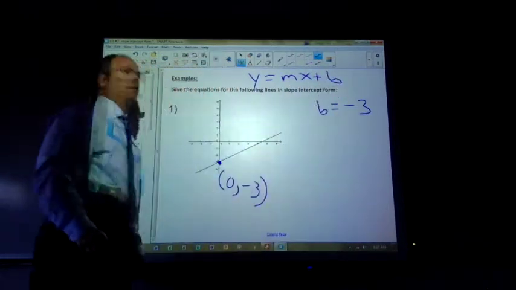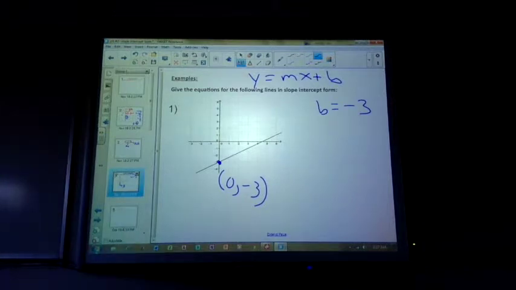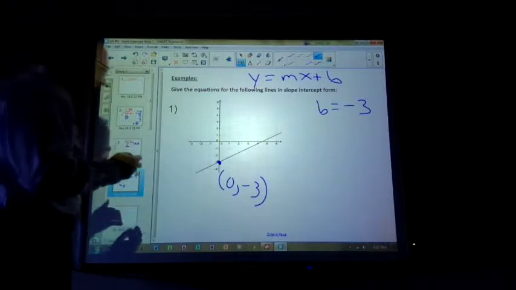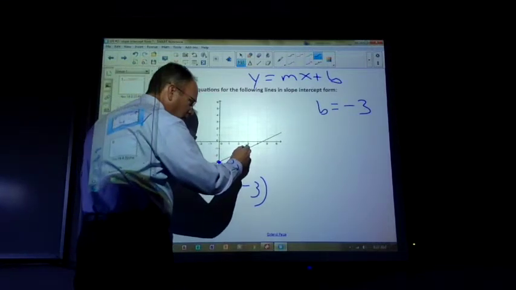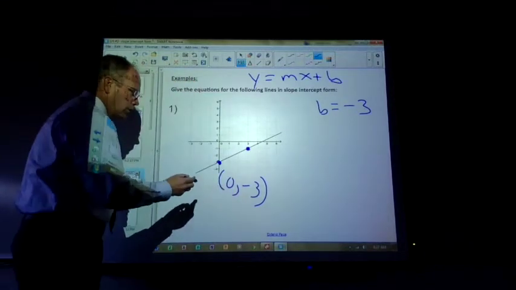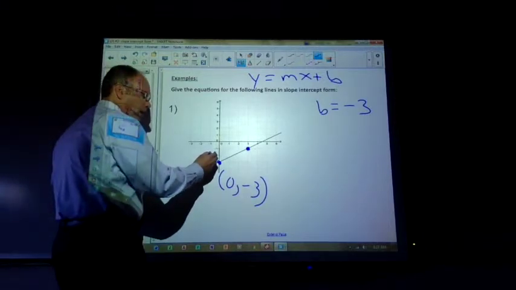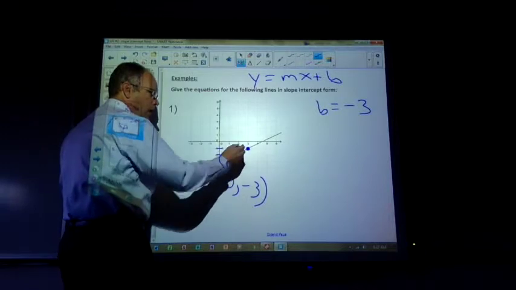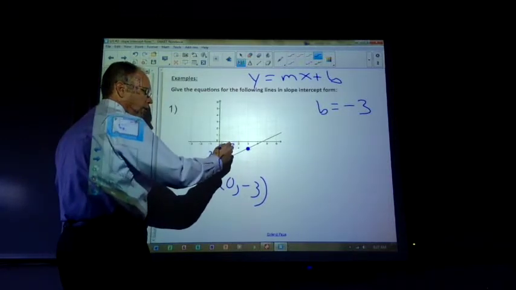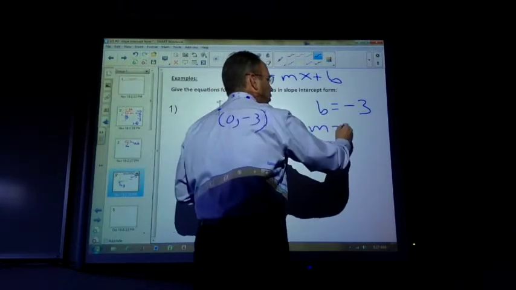What do I definitely know right now? Because of what we have just done, I know the b value. Do I know the slope at this point? No. So what we have to do is identify another place where it's going to cross at definitely a point. It looks like right there it's going to cross. Okay? So I'm going to go up. How many? 2. And over how many? Up 2, right 3. So I have a slope of 2 over 3.